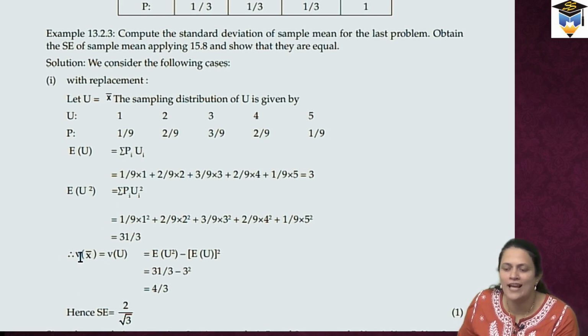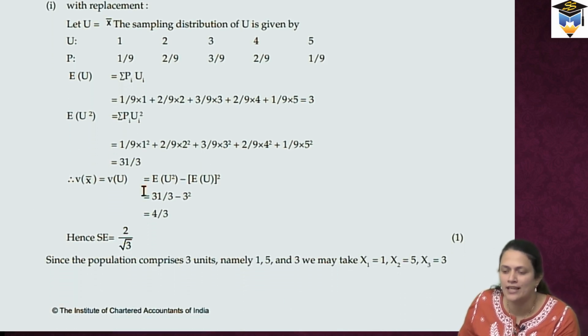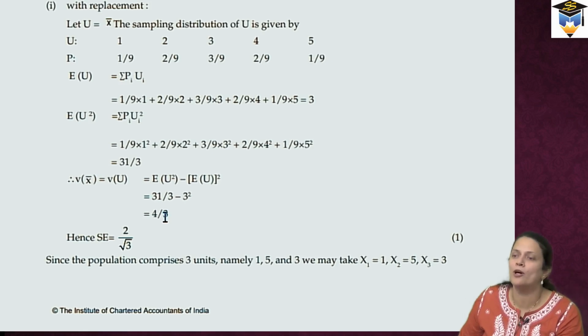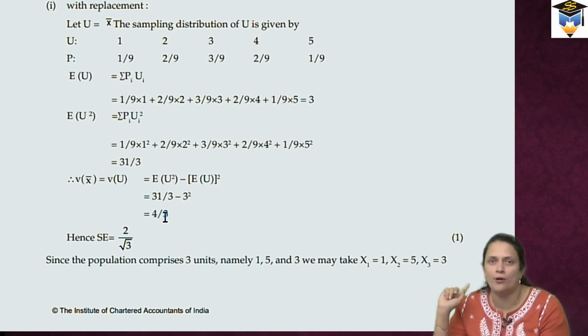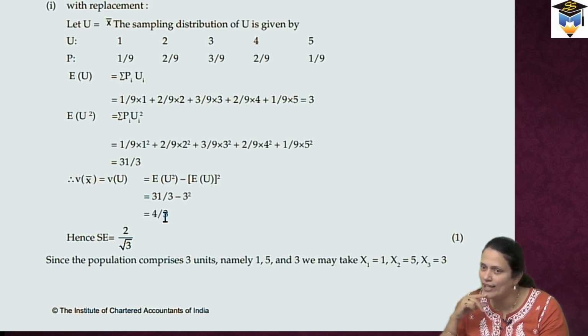Now V of x bar. V of x bar is taken as V of u, which is nothing but E of u square minus E of u whole bracket square. Understood this step, what they have done? So they have found out the standard error square which comes out to be 4 upon 3. Therefore, standard error is square root of 4 upon 3, that is 2 upon root 3. Did everyone understand this? What they have done? This is called as standard deviation.